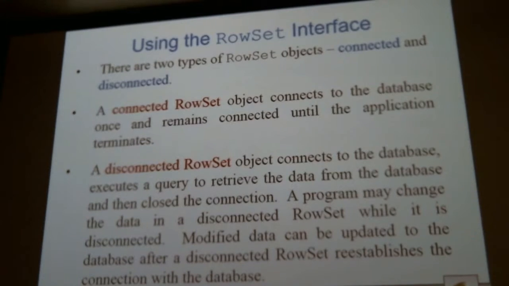There are basically two types of row sets. There are disconnected and connected. A connected one is very similar to the one we've just been dealing with. It is a different type. We'll talk about the reasons for that later. But the disconnected one is the one I was just kind of mentioning.